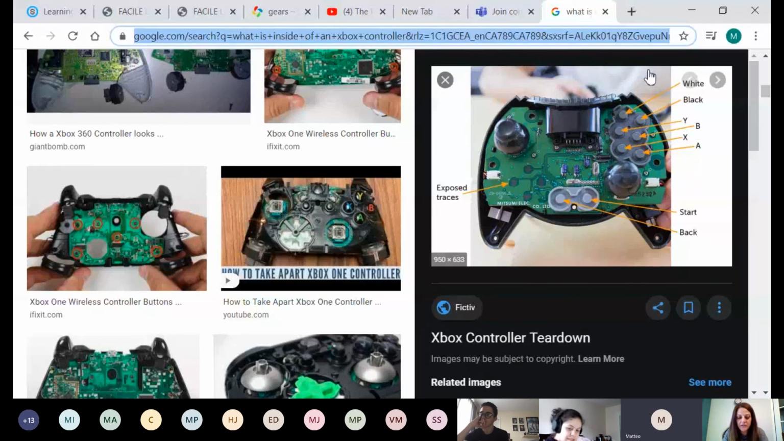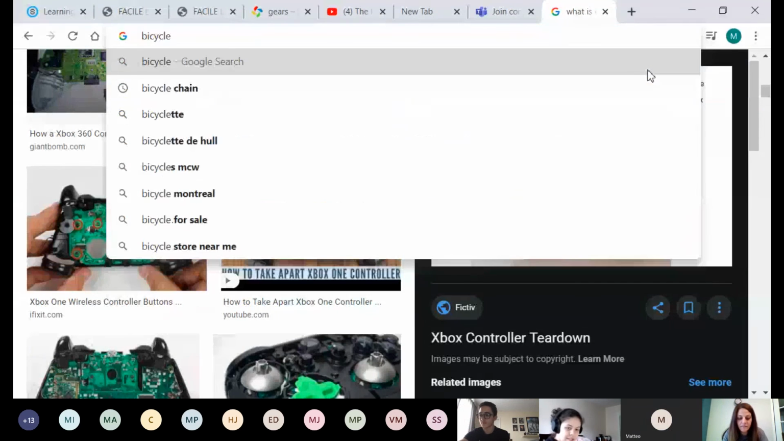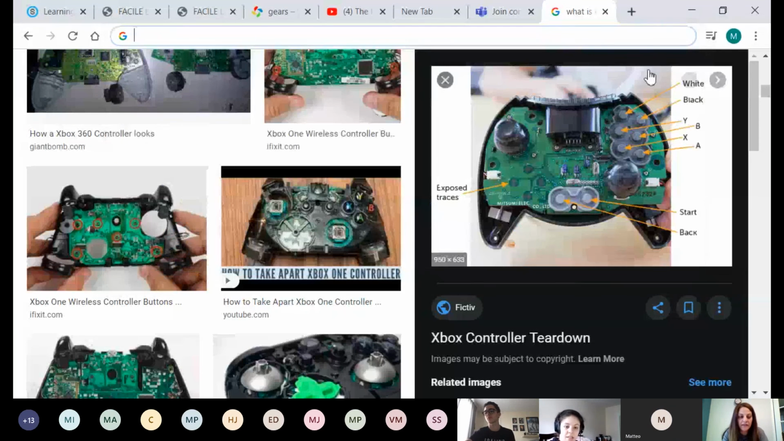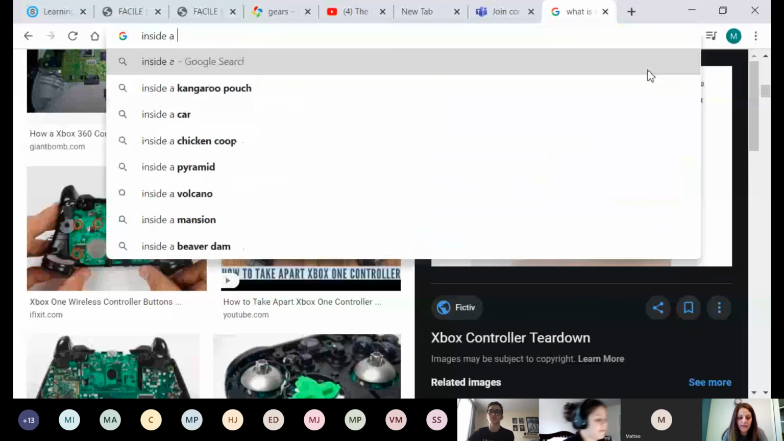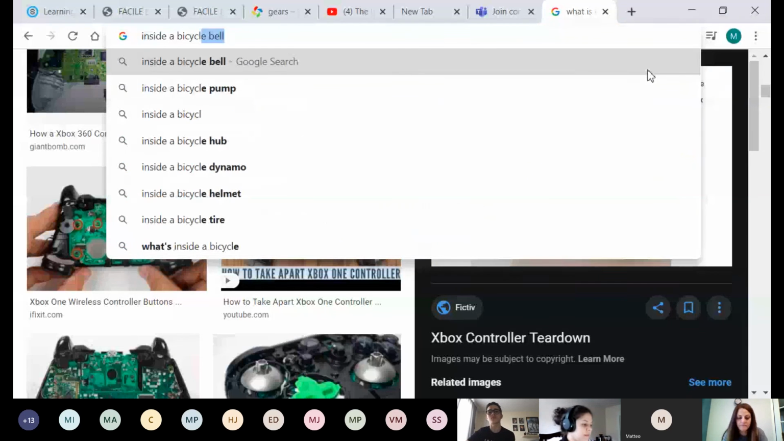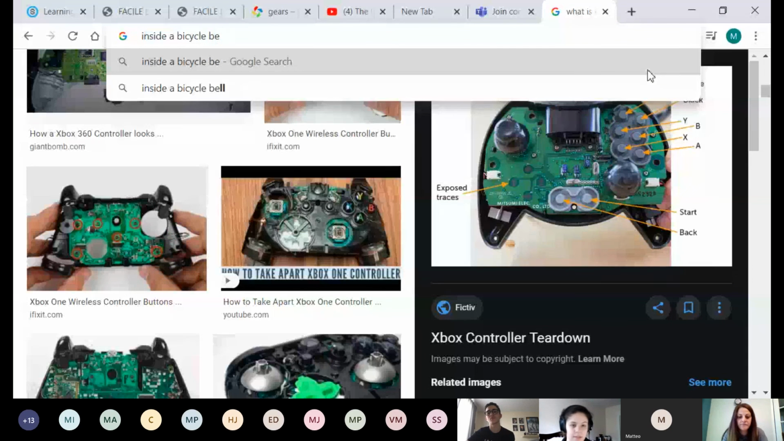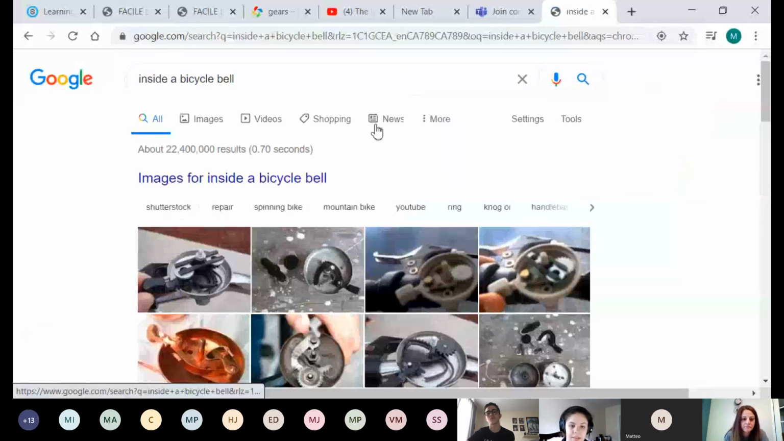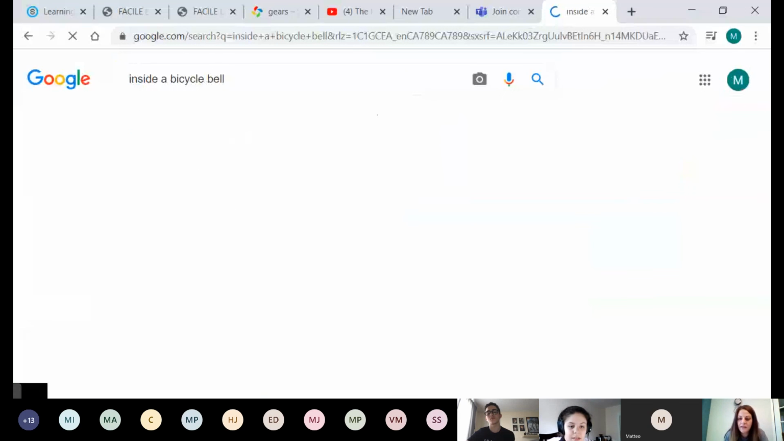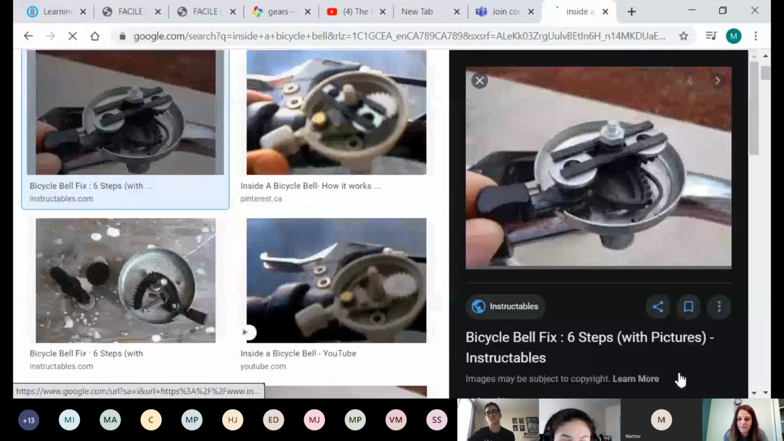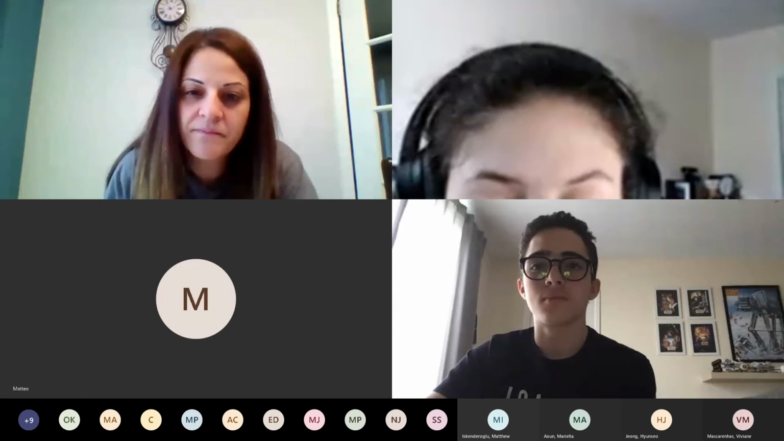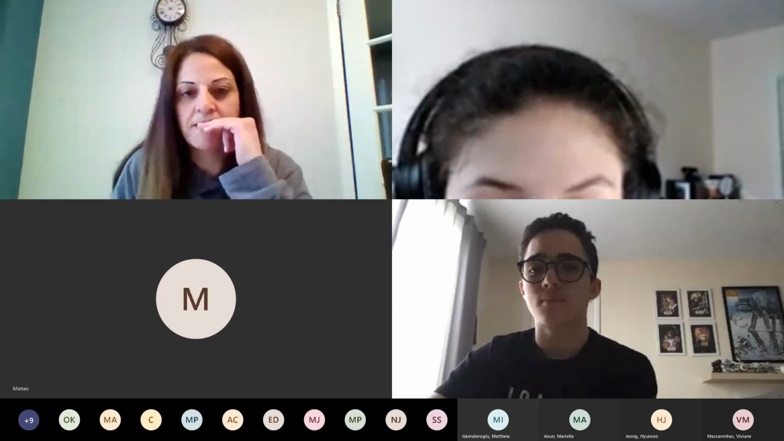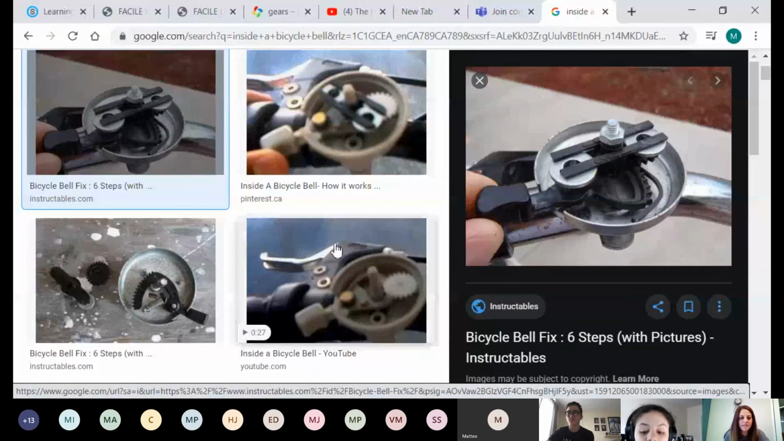There's another really cool one: inside a bicycle bell. Inside a bicycle. Don't do that. This one's really cool. This was actually on an exam one year. Okay, let me share that with you. There it is. Inside a bicycle bell.